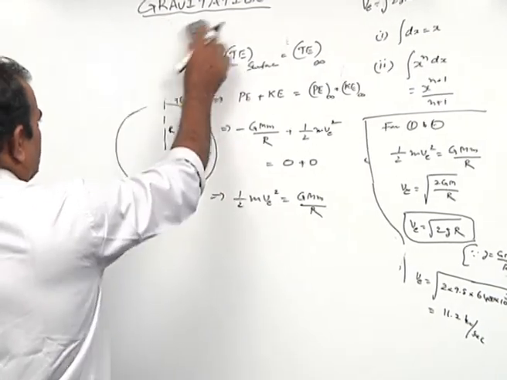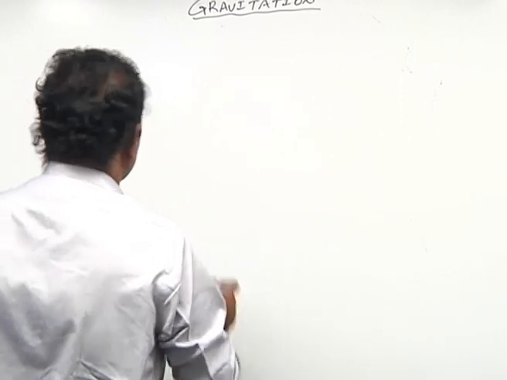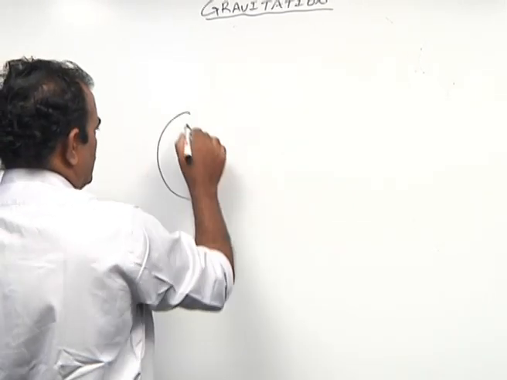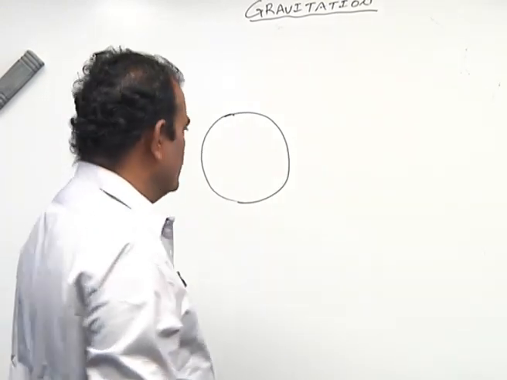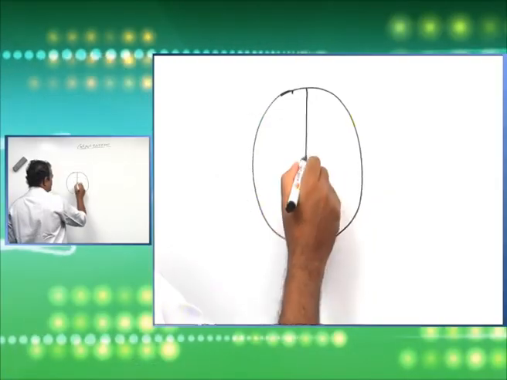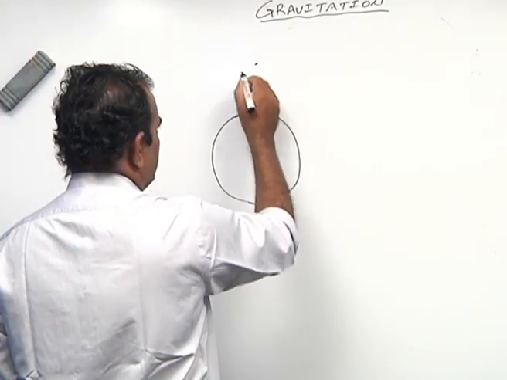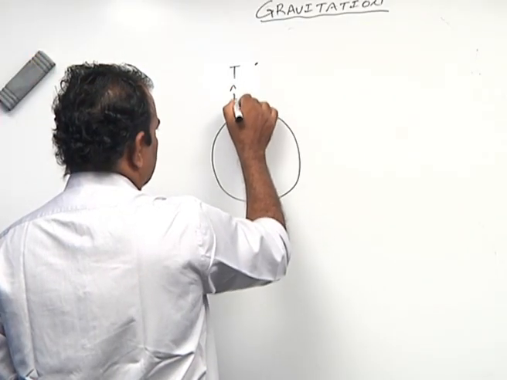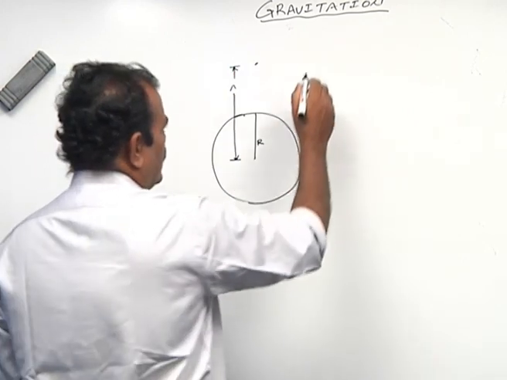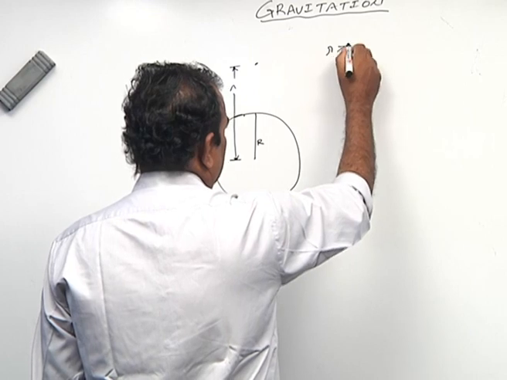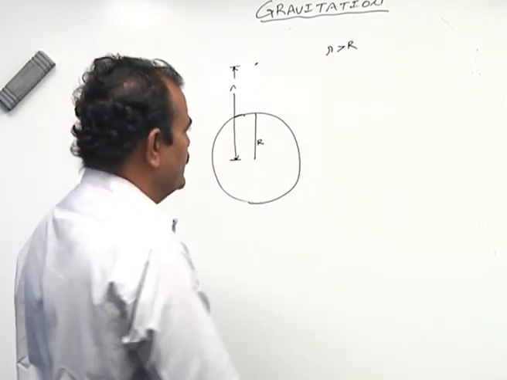Next, we can take some cases in this escape velocity. Now in this case, suppose a body is projected not from the surface of the earth, but from a height, at a distance smaller r, definitely greater than capital R. In that case, what would be the escape velocity?